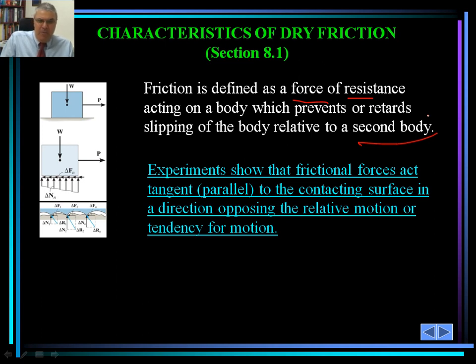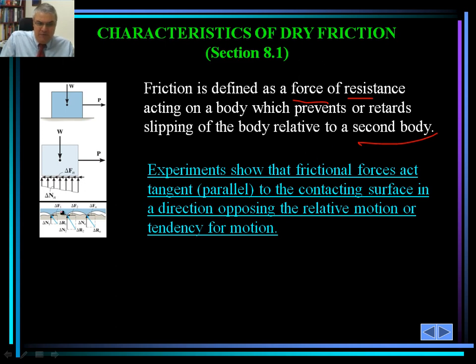So how do we come up with the force of friction? Much research went into how we can actually study this. After we determined the best way to study it, we started designing the experiment and running it. Experiments show that frictional force acts tangent to the contacting surface in a direction opposing the relative motion or tendency for motion.